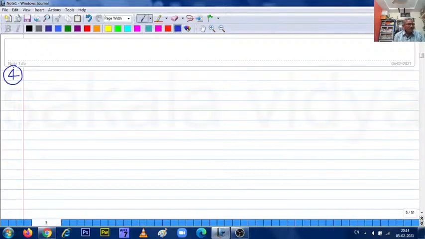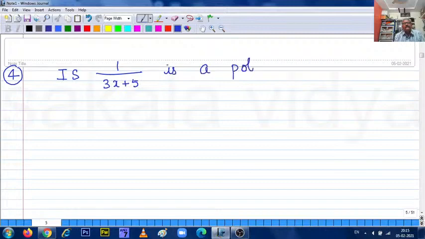Next, fourth one. Fourth one is: 1 upon 3x plus 5 is a polynomial. Justify your answer. Okay, Monica, welcome. Vidya Swarupini. Justify your answer.